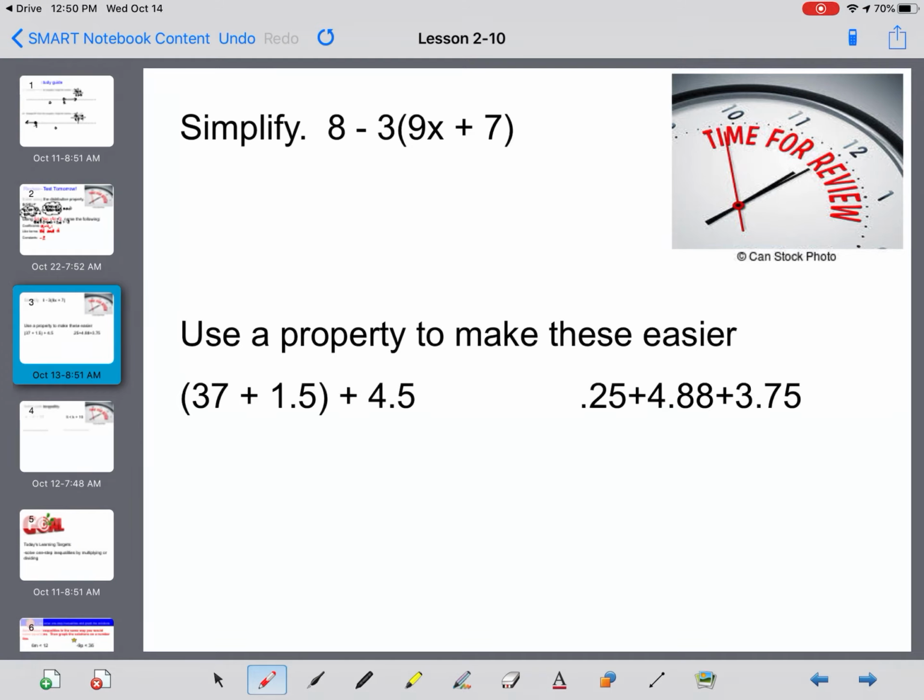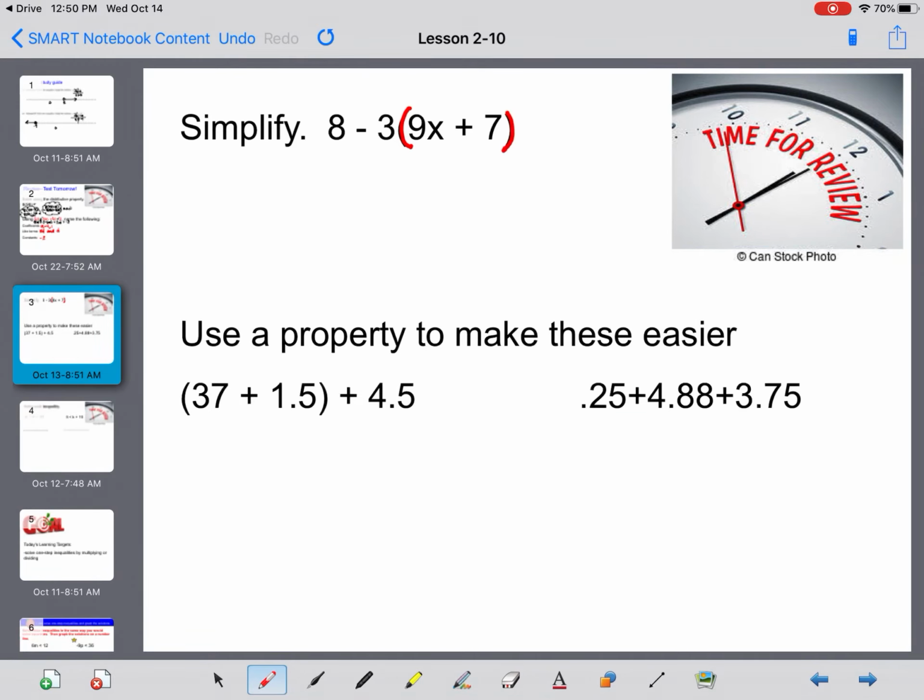Next, simplify 8 minus 3 times the quantity 9x plus 7. This is the one that most kids get wrong, so pay really close attention. Most kids want to do one of two things. First, they want to subtract 8 minus 3. 8 minus 3 is not following the order of operations. You cannot subtract before you multiply. Do you see that you have a set of parentheses here? Those set of parentheses indicate multiplication. So you need to multiply first.